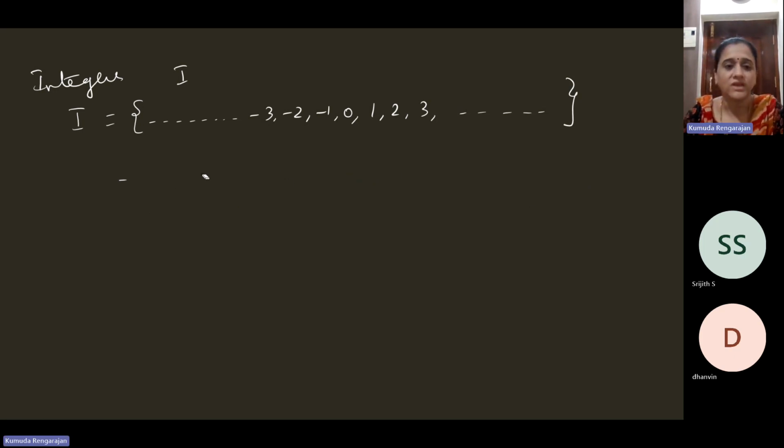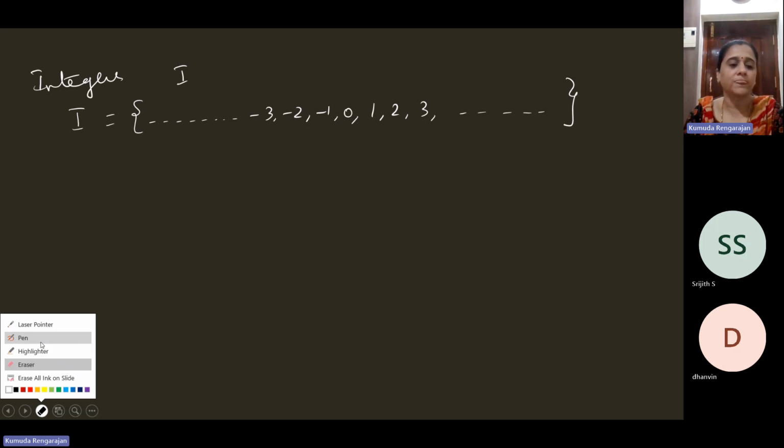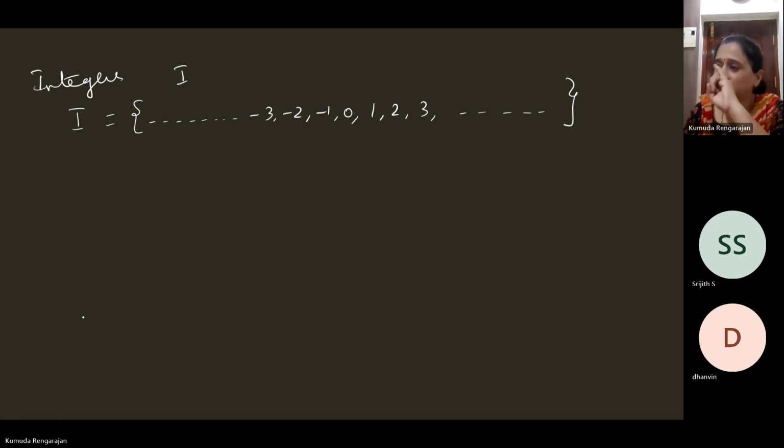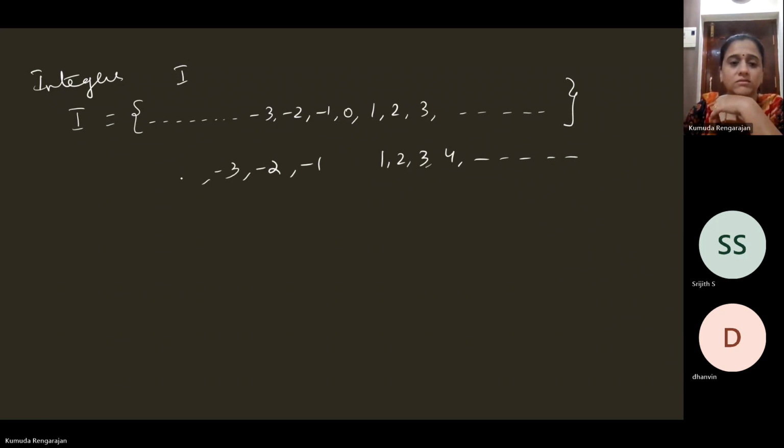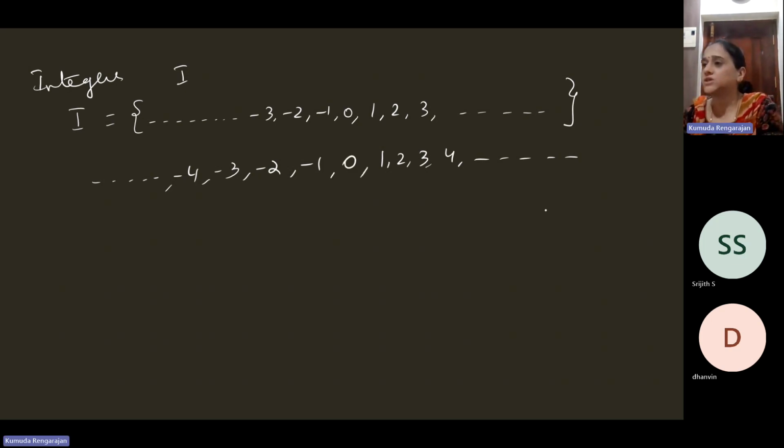Natural numbers, their negatives, and 0. Natural numbers, their negatives, including 0. This forms the collection of integers. The collection of all natural numbers, their negatives, including 0, form the collection of integers.